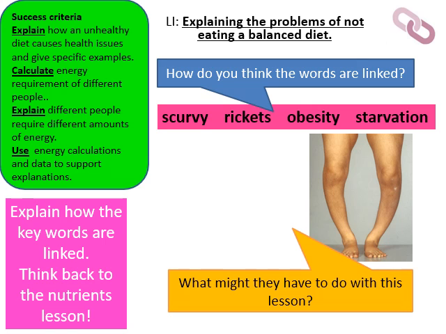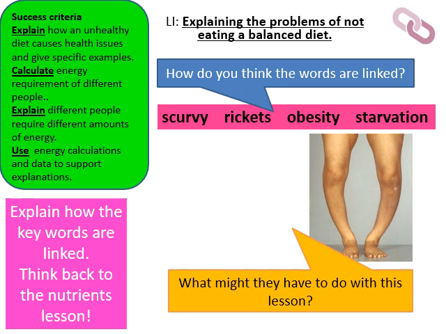Okay, so this is your Do Now Connect activity. You have got 4 keywords, okay, in the pink rectangle box. So you've got scurvy, rickets, obesity and starvation. I'd like you to think about how those words could be linked.